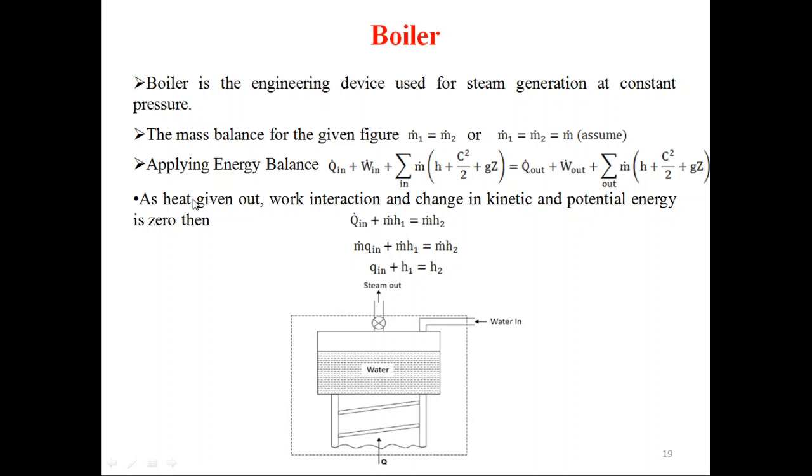If we apply the conditions such as heat given out, work interaction and change in kinetic and potential energy equal to 0, that is Q̇ out 0, Ẇ in, Ẇ out 0, and C² upon 2 on the left side and right side equal, it will be cancelled out. gz on the left side and gz on the right side will be equal, so it will be cancelled out. So what is left? You will get Q̇ in plus ṁ h1 is equal to ṁ h2. As we have assumed ṁ1 equal to ṁ2 equal to ṁ, we can replace this Q̇ in with ṁ small q in. So we'll get small q in plus h1 equal to h2.